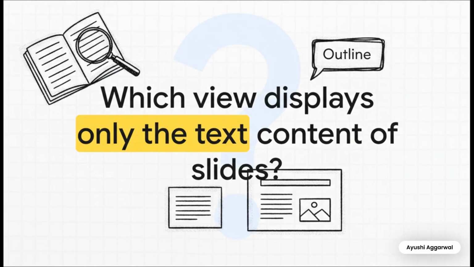First question. Which view displays only the text content of the slides? And the correct answer is A, outline view. Remember that keyword we talked about? Outline means only text. See? If you remember the keyword, you get the answer in a split second.